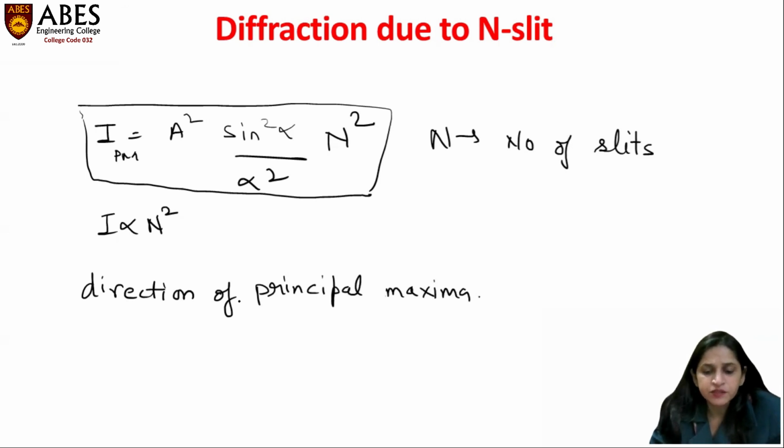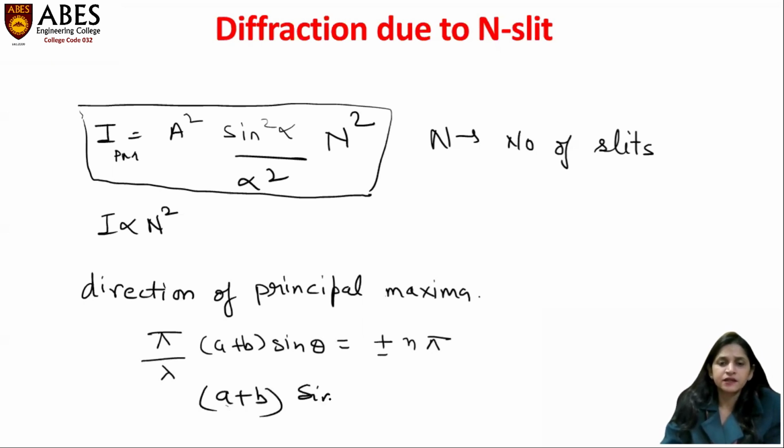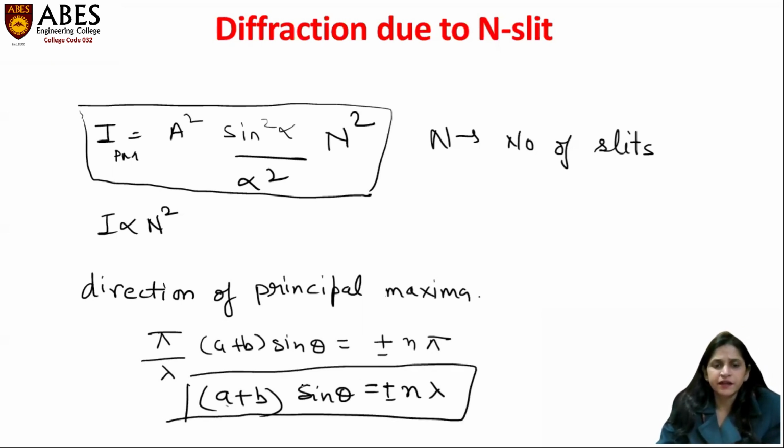So what is the value of beta? If we remember, in the phase difference we consider 2 beta, right? So what is the value of beta? Pi by lambda (a plus b) sine theta is equal to plus minus n pi, or (a plus b) sine theta is equal to plus minus n lambda. This is nothing but the direction of the principal maxima.